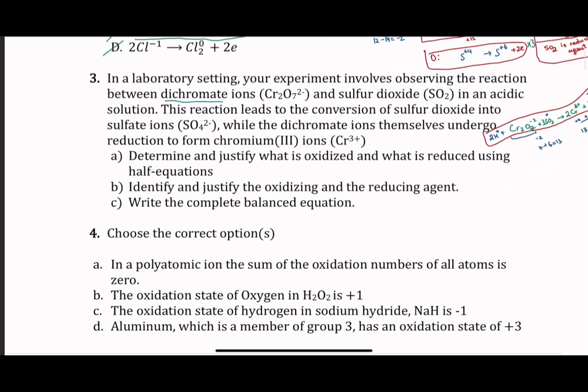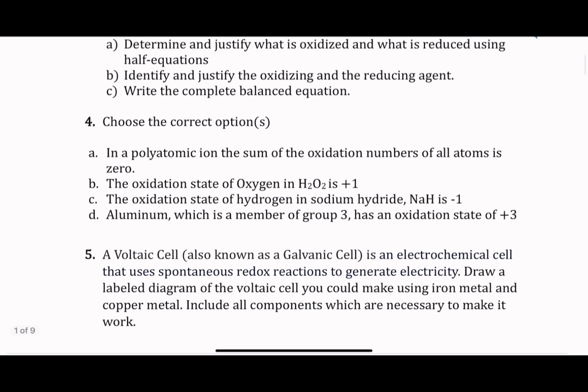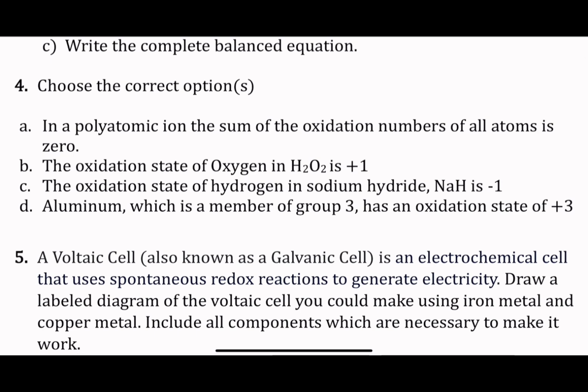Now, since we're done with that, again, 2 more questions about redox. In a polyatomic ion, the sum of oxidation numbers of all atoms is 0. Is that true or not true? In a polyatomic ion, the sum is not going to be 0. It has to equal the charge of the ion. Like in here we have -2, so it needs to equal -2.